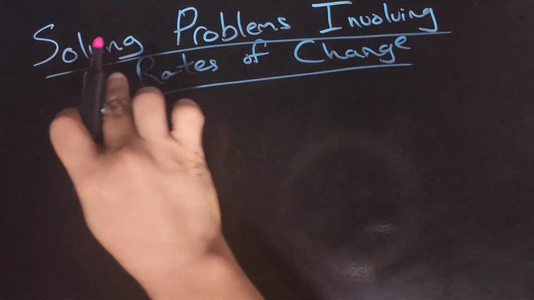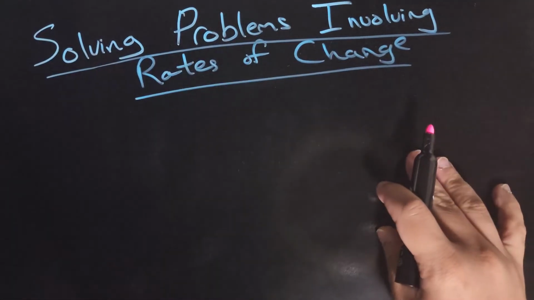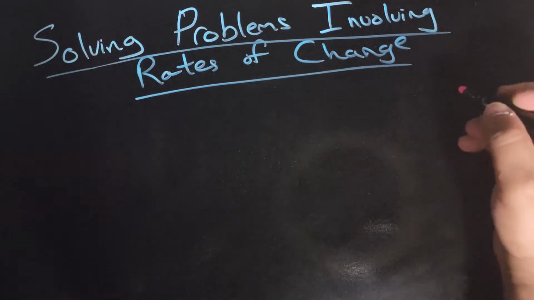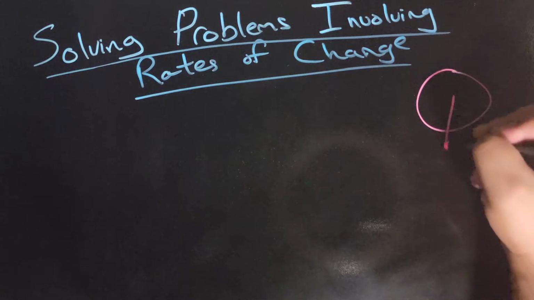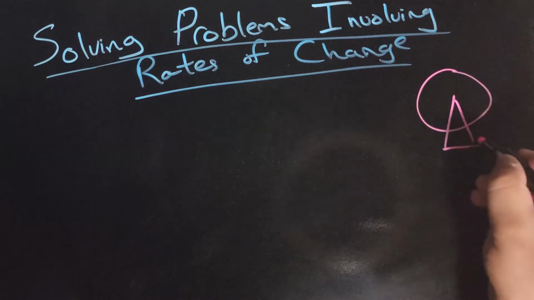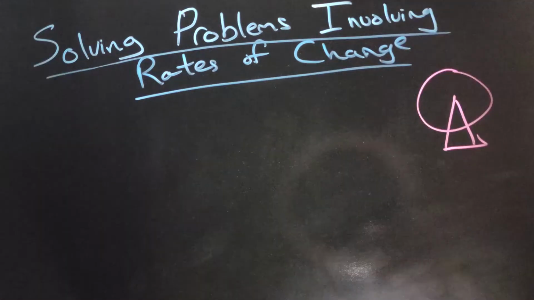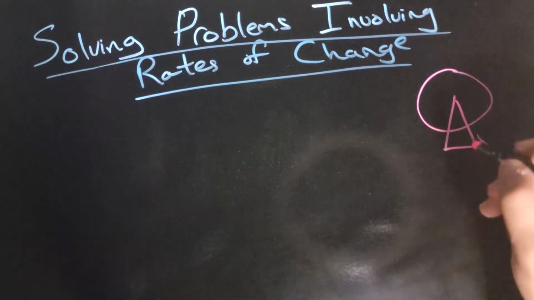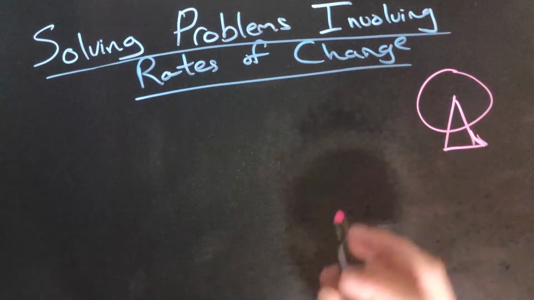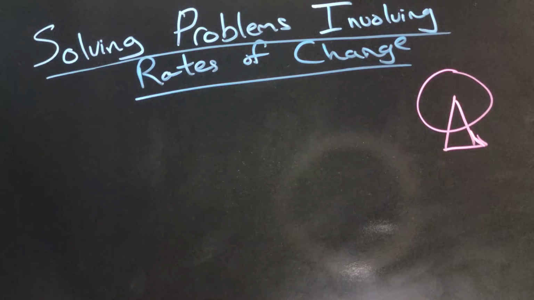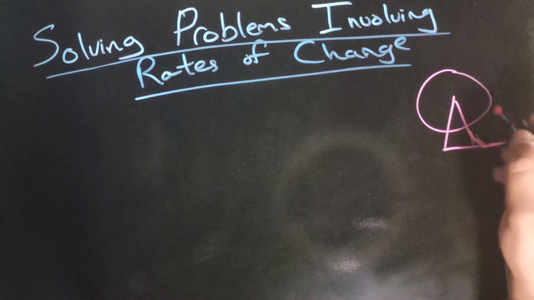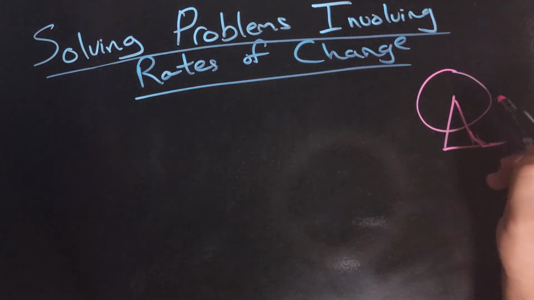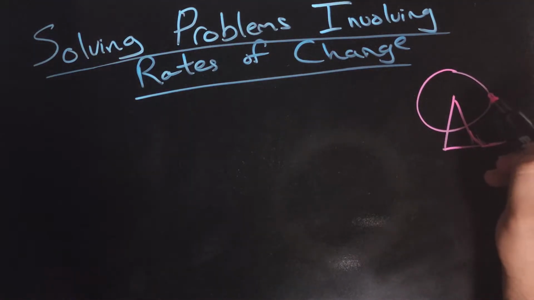Okay, so let's solve problems involving rates of change. So let's go with an example. Say we have a Ferris wheel. Let's pretend that looks like a Ferris wheel. And say that we have the elevation from the ground to any given point where a certain person is. So let's say I am on this Ferris wheel and I'm here.